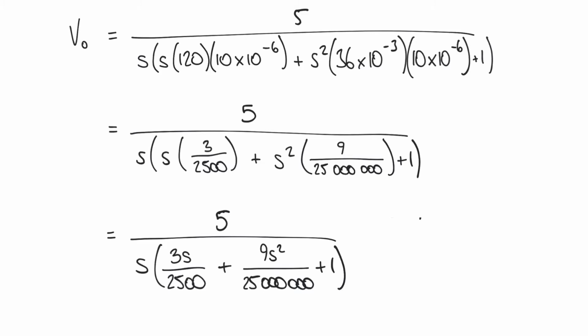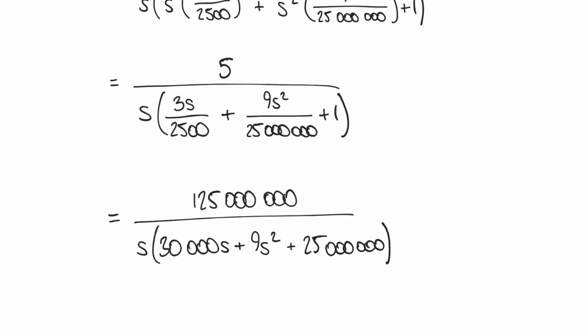So let's multiply all terms in the top and in the bracket on the bottom. Let's multiply all terms by 25 million. And so on the top now we have 5 times 25 million is 125 million. On the bottom now we have s brackets 30,000 s plus 9s squared plus 25 million.